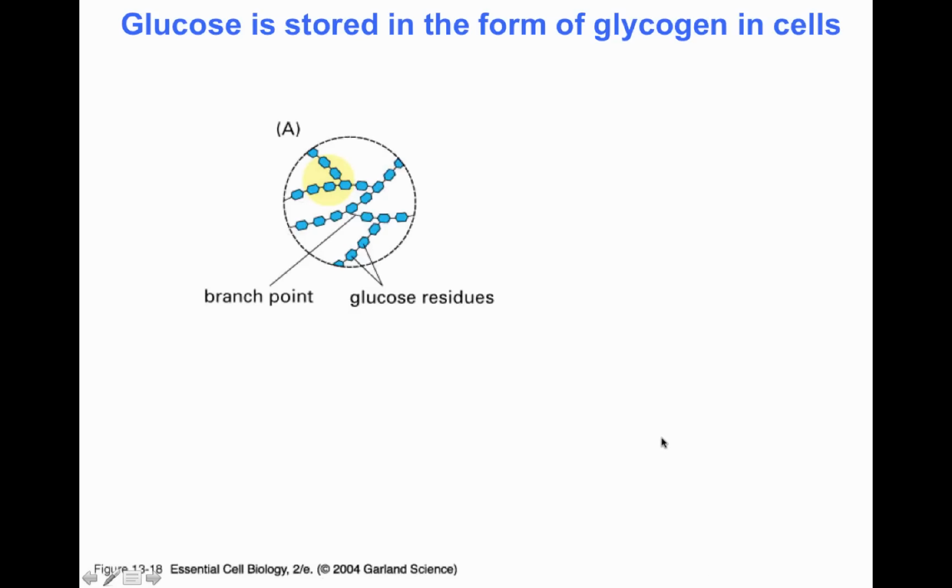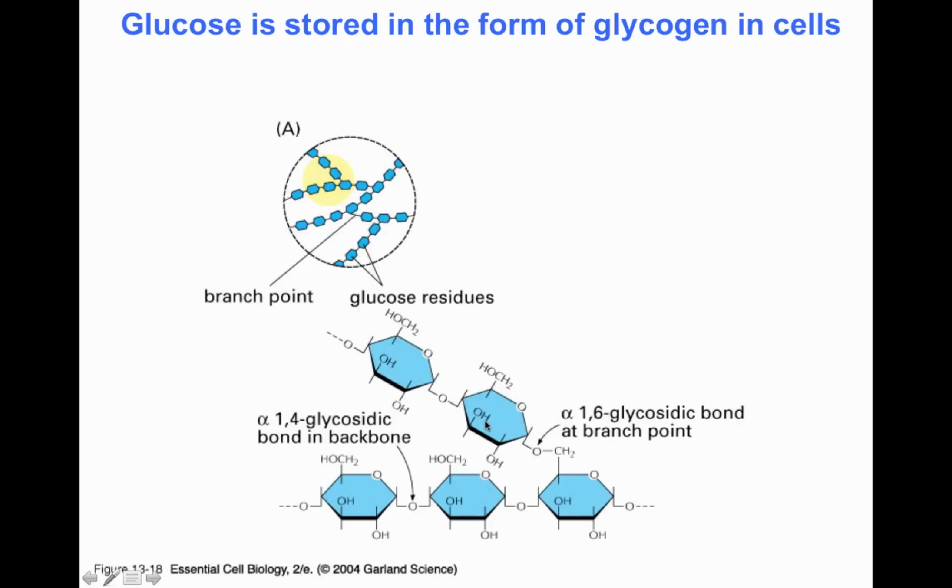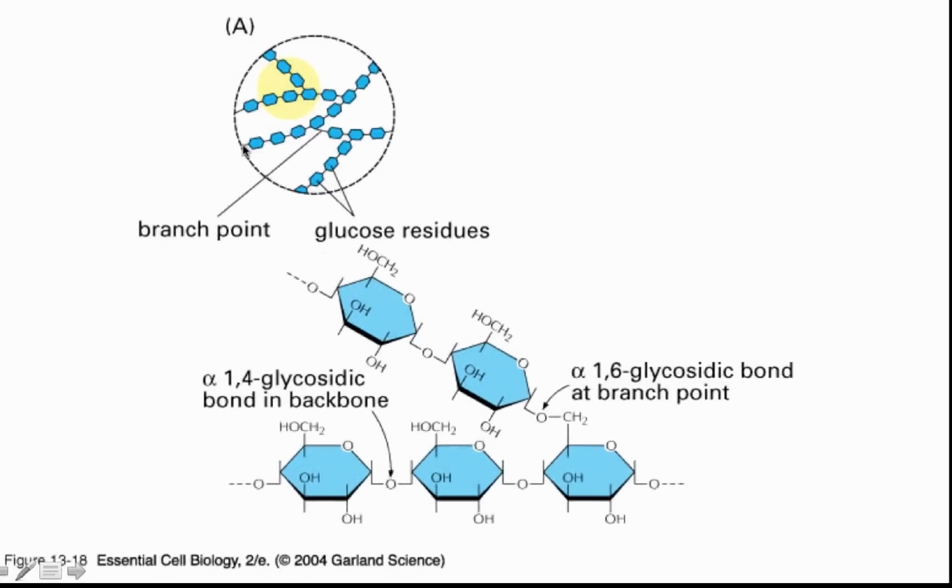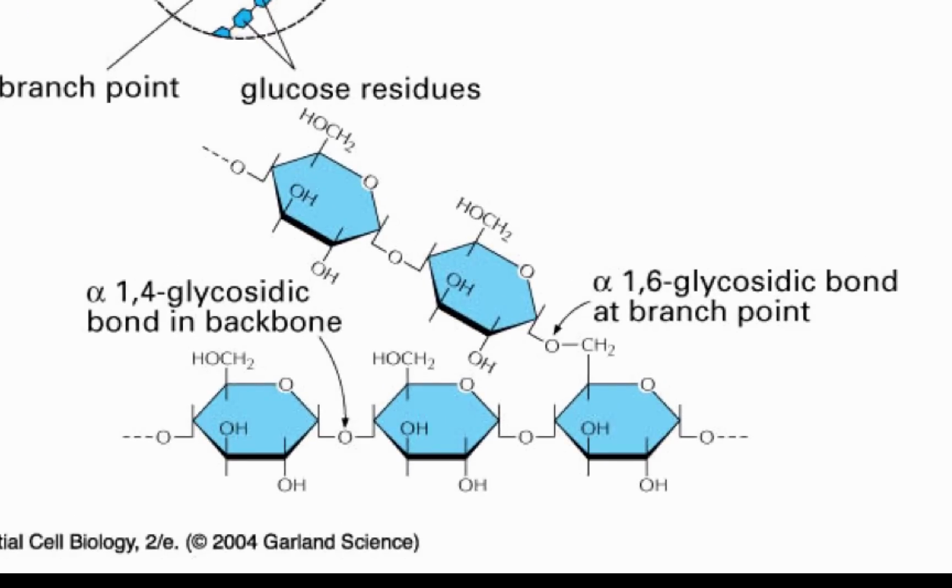So how is glucose stored in animal cells? In animal cells, glucose is stored in the form of glycogen. Glycogen is a polymer of glucose, and the polymer involves long chains of glucose molecules which are bound to one another by an alpha 1 to 4 glycosidic bond. But those long chains can have branches, and those branches are generated by other chains which are joined together by an alpha 1,6 glycosidic bond.